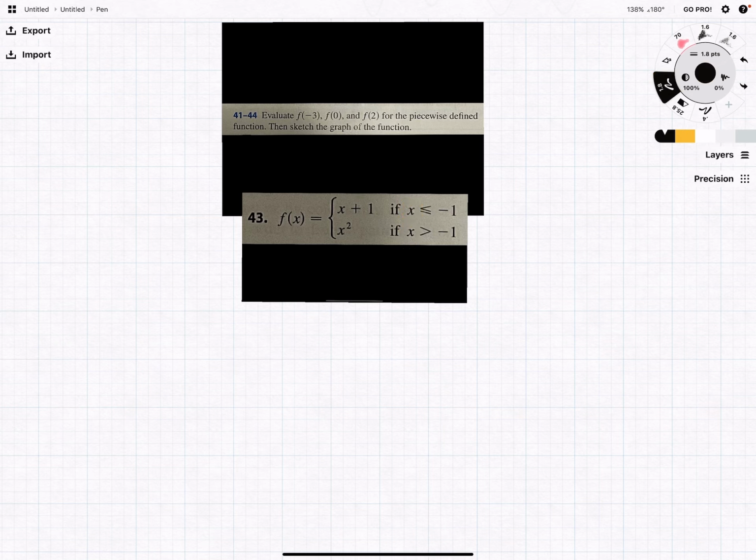And so they want us to find f of negative 3, f of 0, and f of 2. So f of negative 3, we're going to use this top one here because, as we can see, negative 3 is less than negative 1. So we'll use the x plus 1 function. So negative 3 plus 1 equals negative 2.